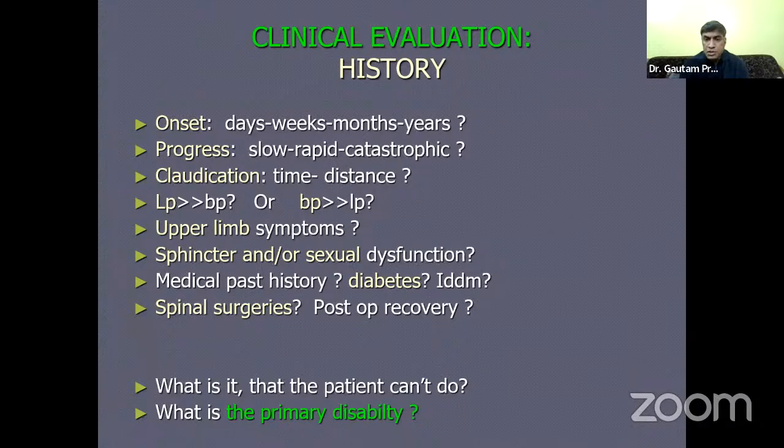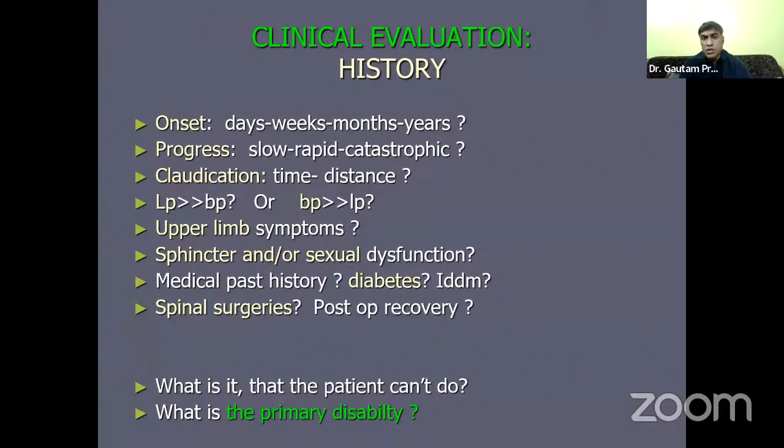Another thing is claudication. Claudication is the distance that the patient can walk without taking a break. If we carefully ask the patient, then the patient will give a history where the claudication distance has been gradually decreasing. Next, you try to find out whether the back pain is more severe or the leg pain is more severe.